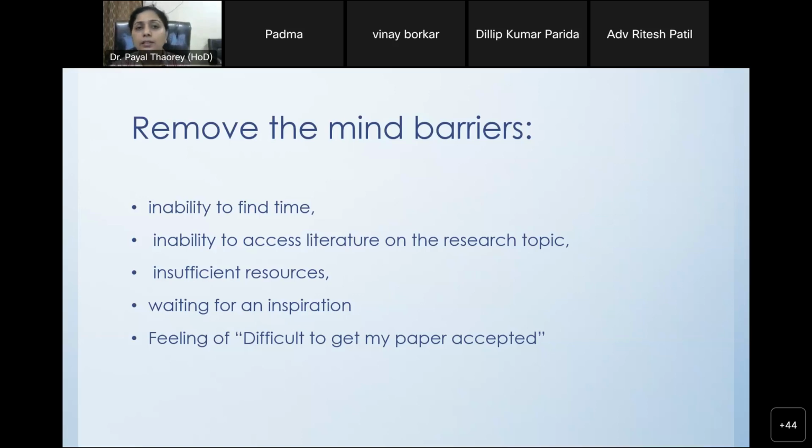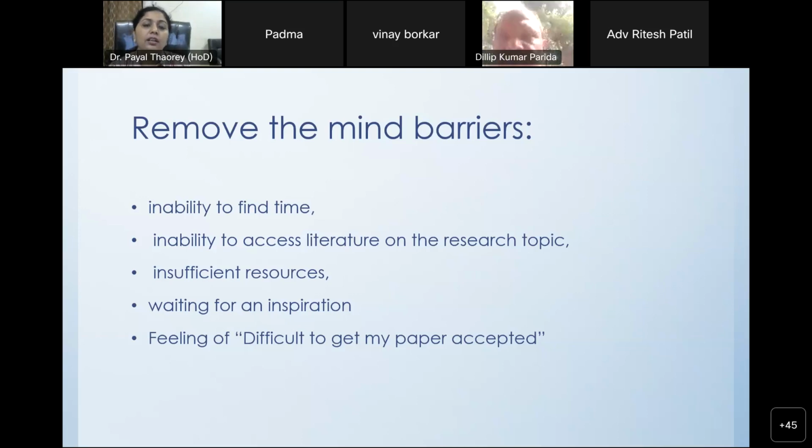And for this, the first thing is that there are certain mental barriers, mind barriers, which we are carrying, and unless we remove them, and it is said that you have to get out of your comfort zone in order to do something very worthy of reading. Fine. So we have to come out of that mindset of 'I am not able to do it' and think that yes, I can do it.